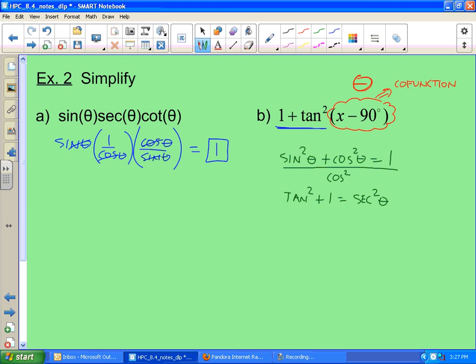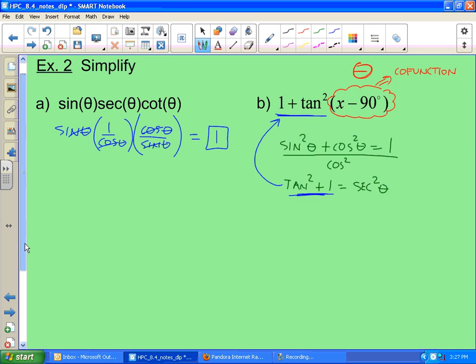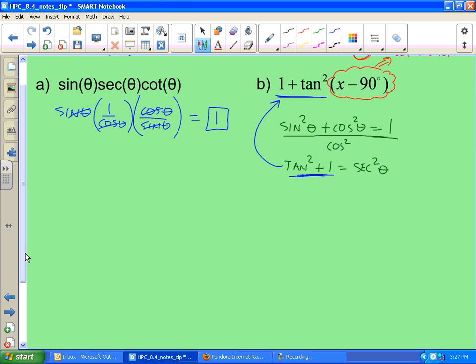And if I notice that 1 plus tangent squared is what I've got right there, then instead of 1 plus tangent squared, we can write this thing as a secant squared of x minus 90.